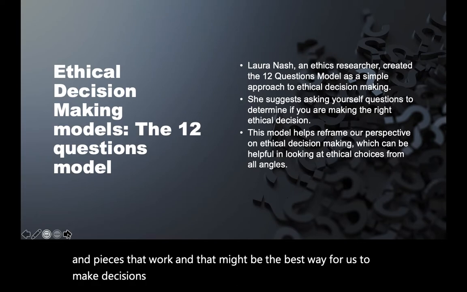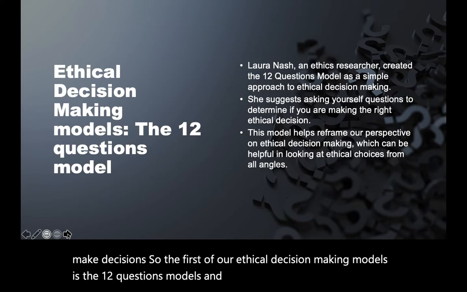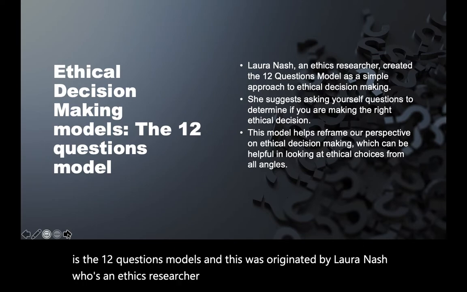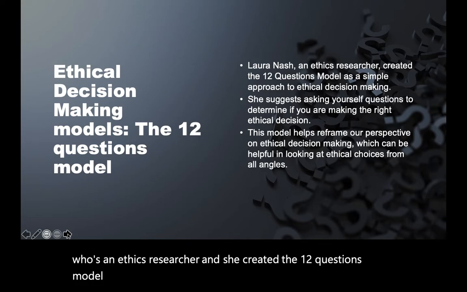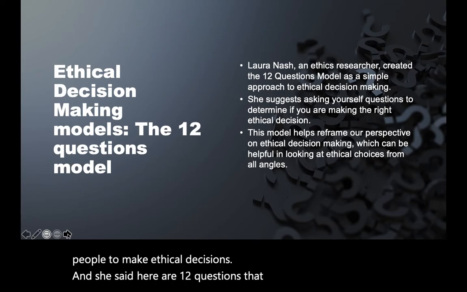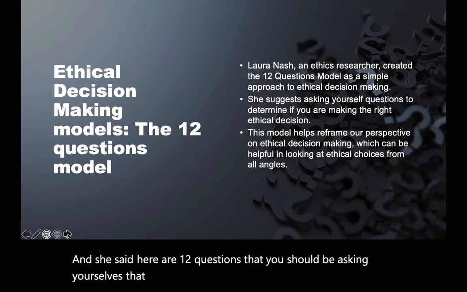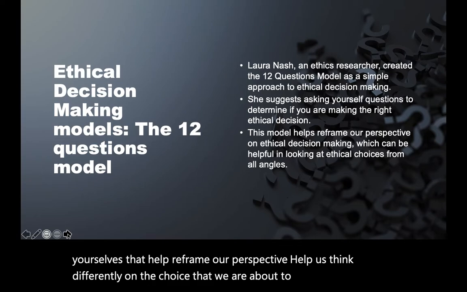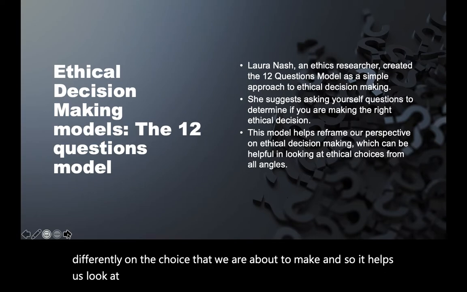So the first of our ethical decision-making models is the 12 questions model. This was originated by Laura Nash, who's an ethics researcher. She created the 12 questions model as a super simple approach that will make it easier for people to make ethical decisions. She said, here are 12 questions that you should be asking yourselves that help reframe our perspective, help us think differently on the choice that we are about to make. And so it helps us look at these ethical choices from all different angles.